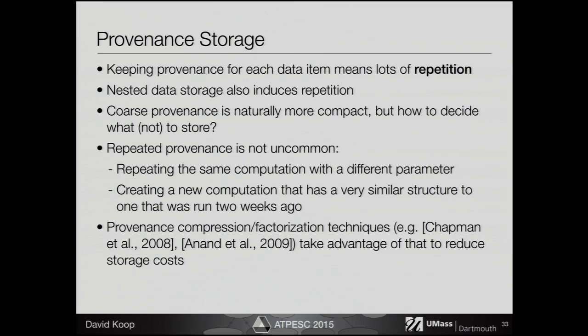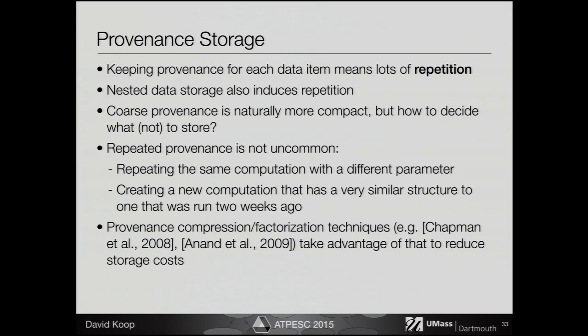Another piece is how are you going to store it? If you keep track of provenance for every data item, when you're doing some sort of thing in a loop, or you're doing the same thing over again for just a different piece of the data, you get a lot of repetition, right? It's the same process going on and on. Do I need to record that over and over again? Is there a way to deal with that? If you do some sort of nested data storage, or if you have some sort of factorization techniques, you can help to reduce the storage costs here.